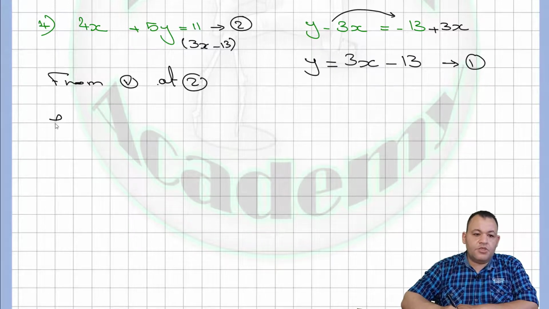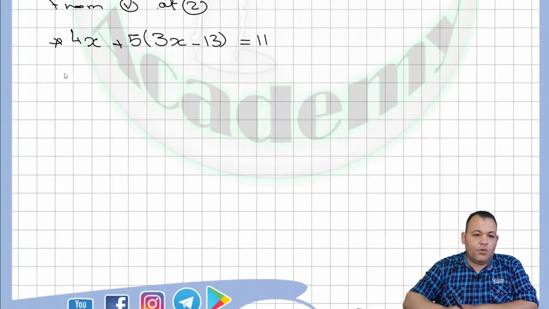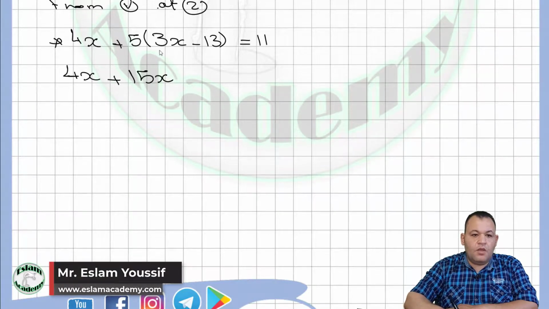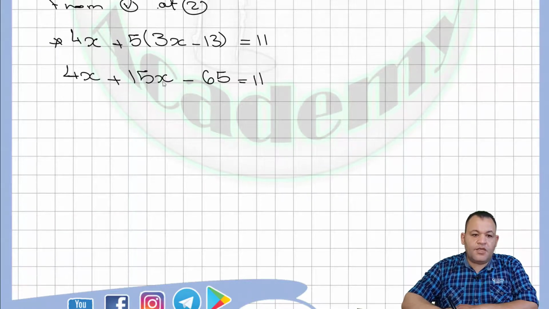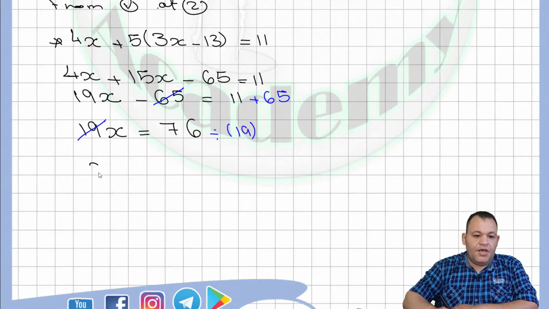Now rewrite the equation. So it will be 4x plus 5, instead of y, replace it with 3x minus 13. All of that is equal to positive 11. Now we can solve the equation. That's 4x plus 5 times 3 equals 15x, minus 5 times 13 equals 65. All of that equals 11. Now 4x plus 15x equals 19x, minus 65 is equal to 11. By solving the equation, the negative becomes positive 65. So we have 19x equals 76. Now dividing by 19, it means x equals 4.